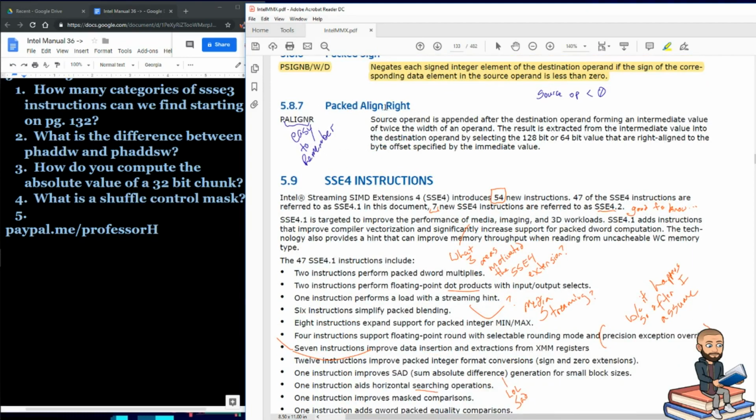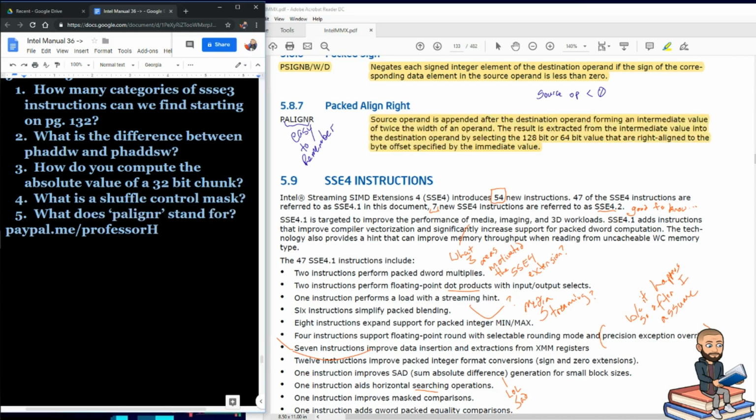It says packed align right. So palignr. The source operand is appended after the destination operand, forming an intermediate value of twice the width of the operand. The result is extracted from the intermediate value into the destination operand by selecting the 128-bit or 64-bit value that are right aligned to the byte offsets specified by the immediate value.